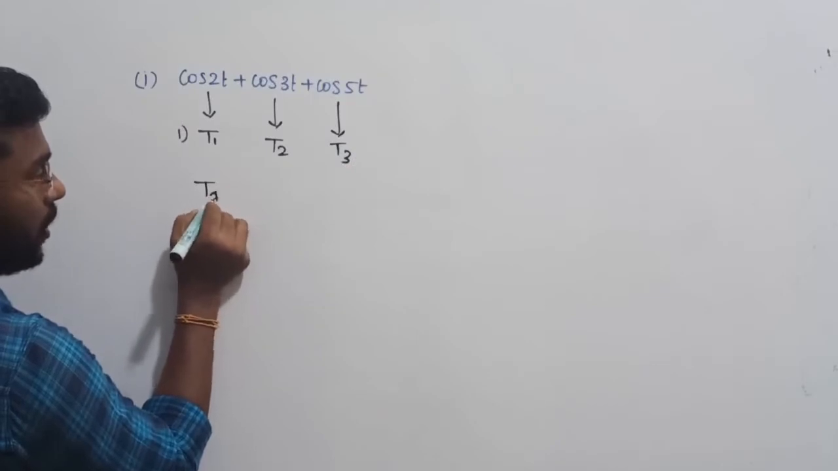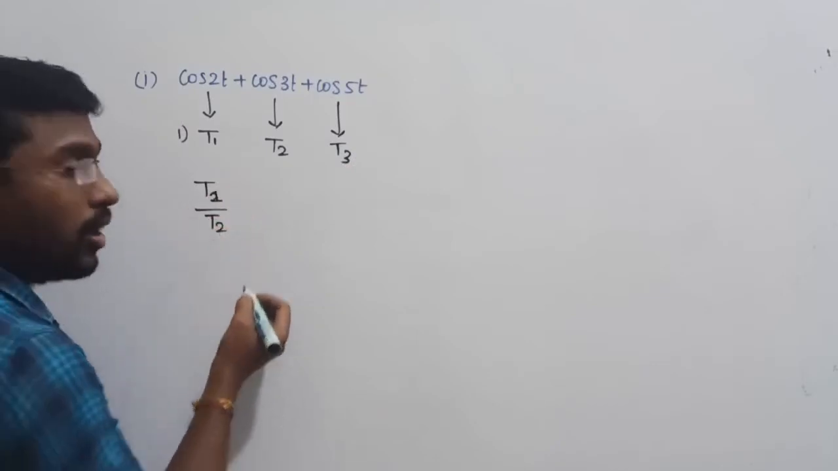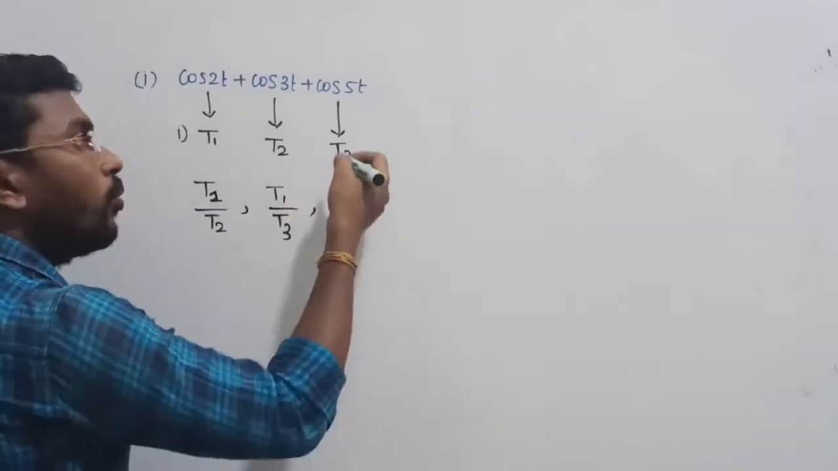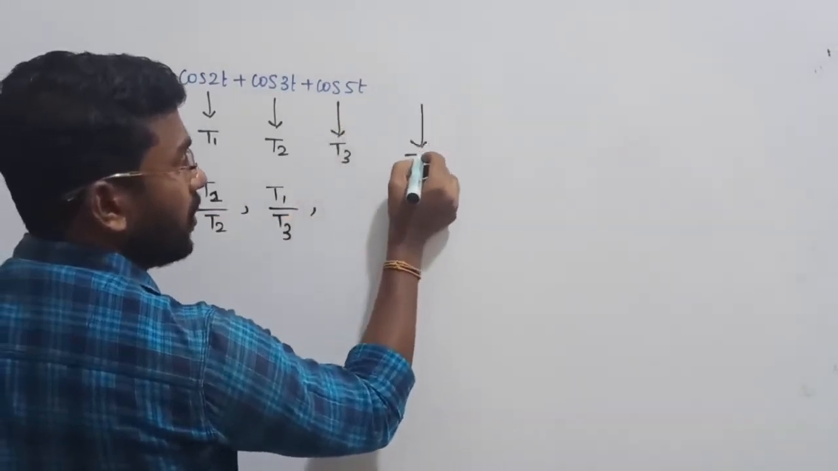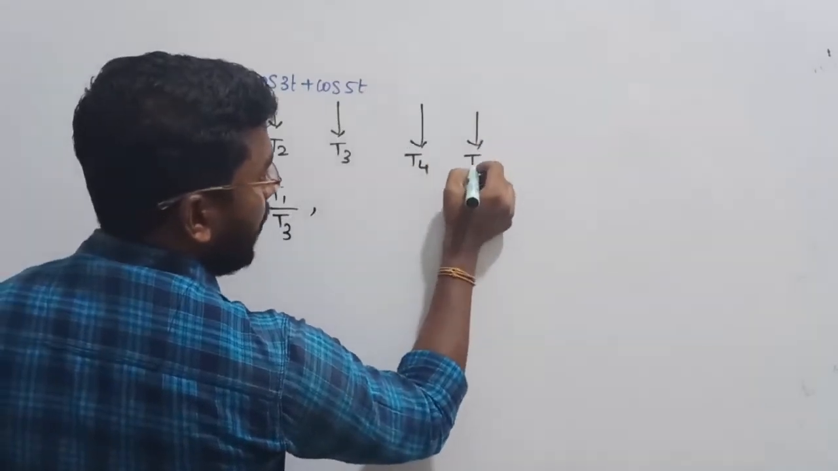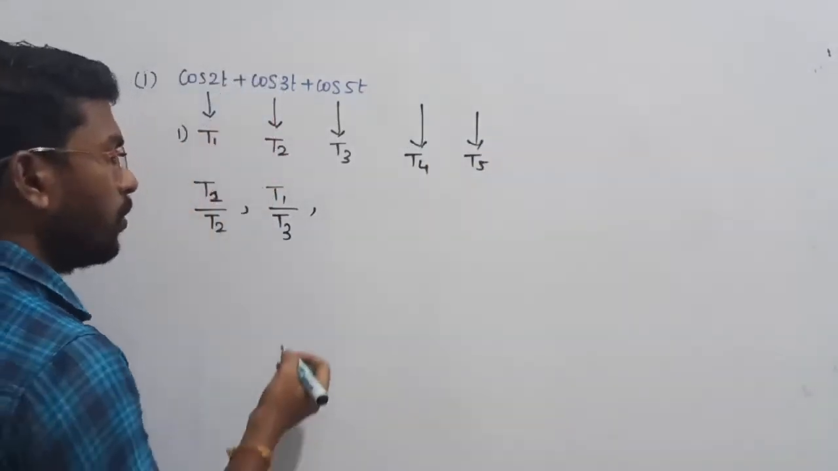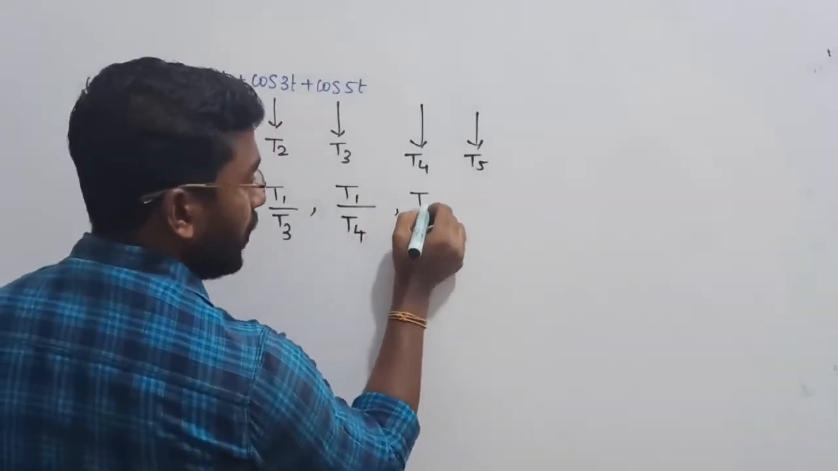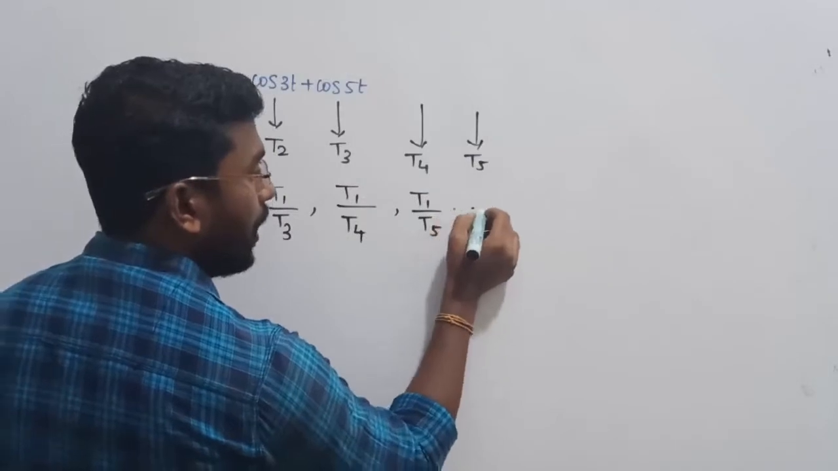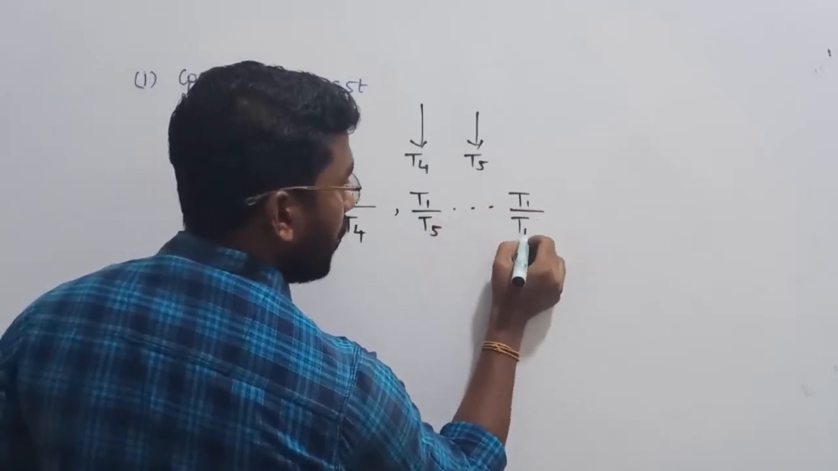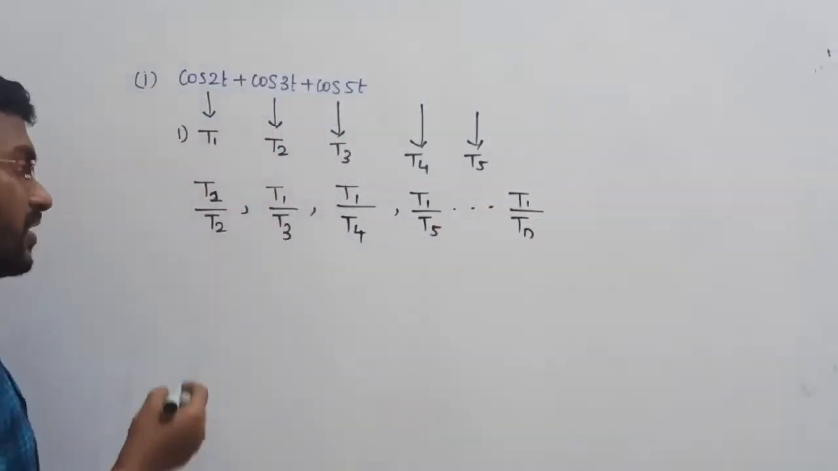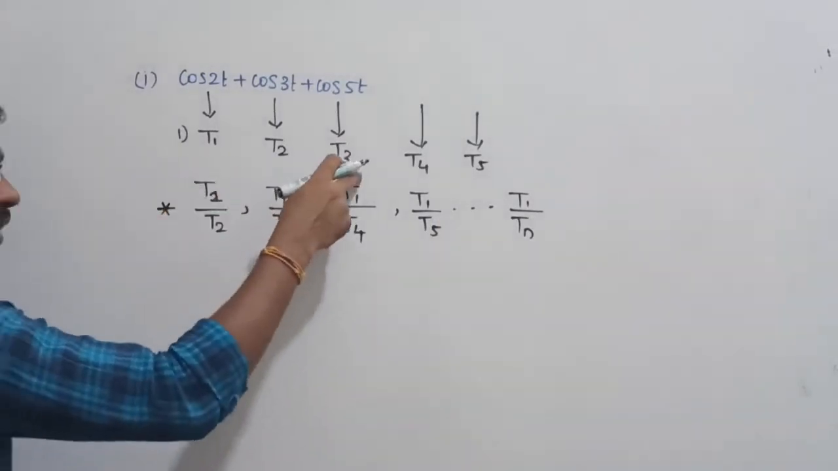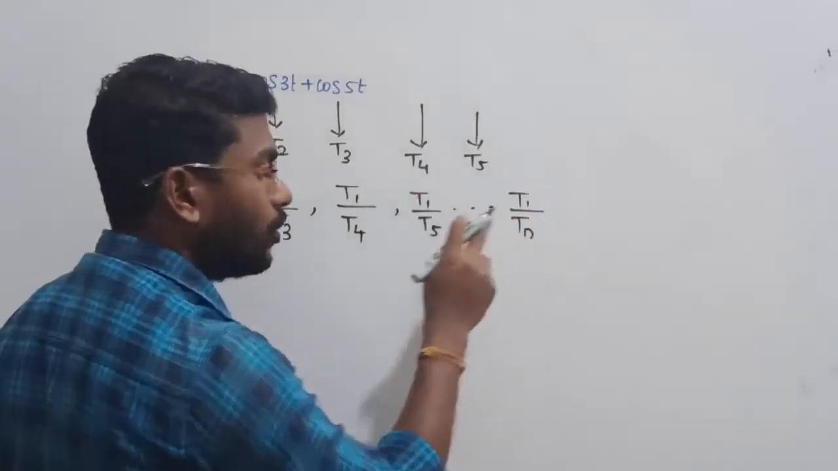Step number 2: take the ratio between T1 and T2, that is T1 by T2. Again, take the ratio between T1 by T3. Suppose I have more than one signal, T4, T5, and so on. Fundamental is your T1, so you take the ratio of T1 by T4, then T1 by T5, and so on up to the nth one: fundamental by second, fundamental by third, fundamental by fourth, fundamental by fifth, fundamental by nth.